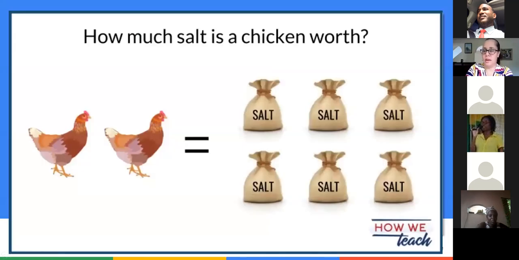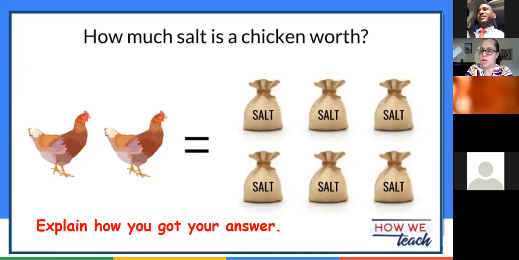So here's the first picture that I took off. And we have two chickens is equal to 6 bags of salt. How much salt is a chicken worth? Let's look at that and think about it. Your mics are unmuted. So who would like to answer, how much salt is a chicken worth? Tell me. 3 salts. I'm hearing 3 salts. And who answered the 3 salts? Very strong. Explain how you got your answer to be 3 salts.